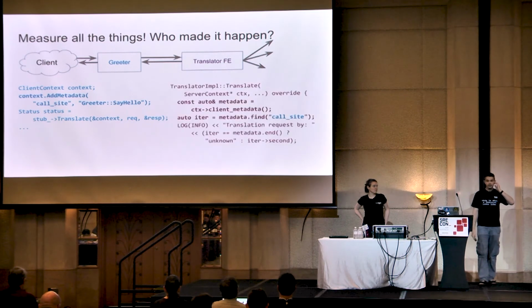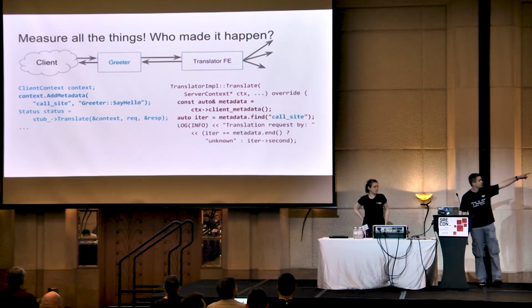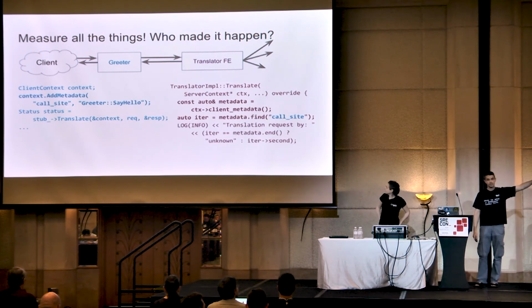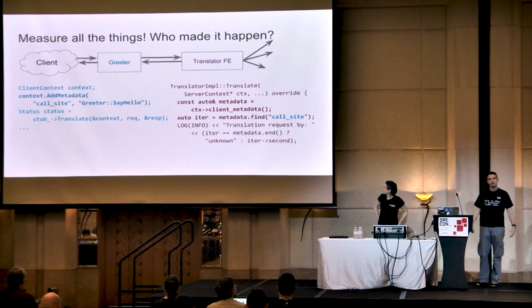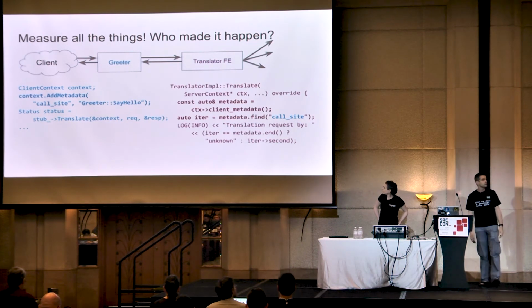On the server side, to read them, well, the bolded lines, again, you just ask what was the client metadata. You can have the same key multiple times, so it's a multi-map in C++ terms. Other languages have slightly different names. Find the key, find the value, do whatever it is you want to do with it.